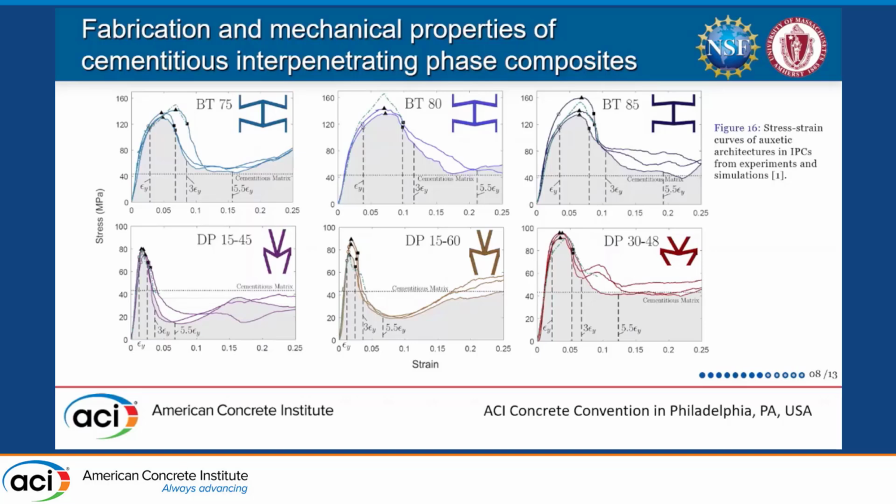And for the double pyramid architectures, we get an increase of up to almost 80 MPa here, and a little more for the 30-48. So these double pyramids also succeed in reinforcing the soft matrix phase. However, they don't perform nearly as well as the bow tie architectures.